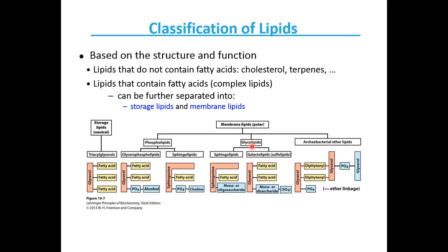The second class of membrane lipid is the glycolipid, which can again be divided into the sphingolipids and the galactolipids. In the sphingolipid, the major molecule is the sphingosine, and on the third position, mono or oligosaccharides are attached. In the galactolipids, there are two fatty acids attached with the glycerol, and on the third position, mono or disaccharides are attached.